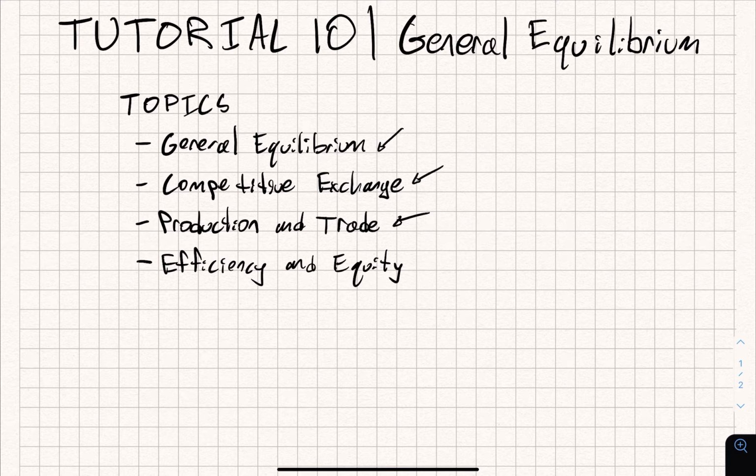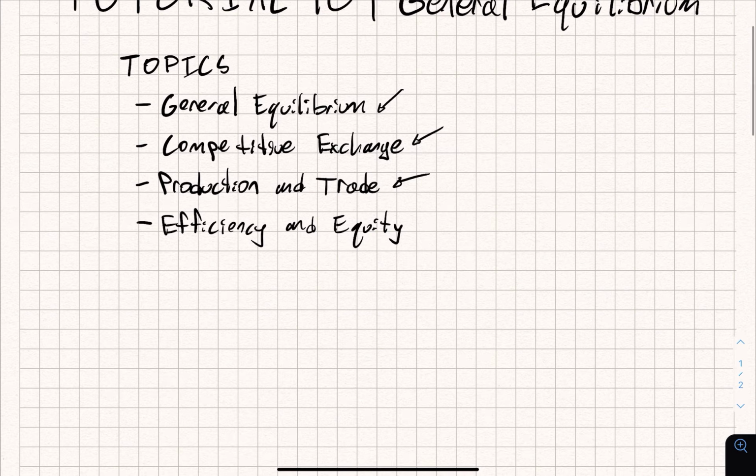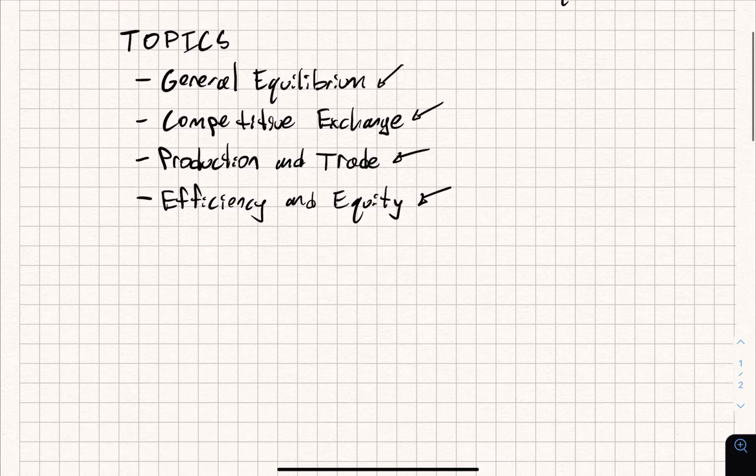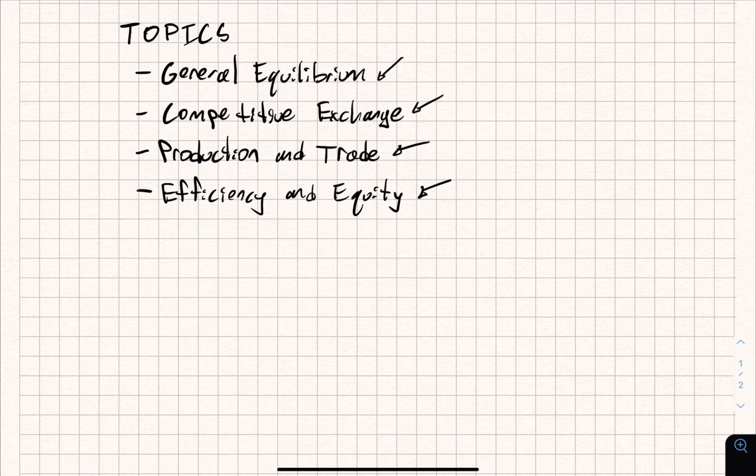To do this, we'll introduce the production possibility frontier, which you might be familiar with from your intro microeconomics. And then lastly, we'll leave off with efficiency and equity, where we'll talk about our welfare theorems, about how markets lead us towards efficiency under certain conditions.